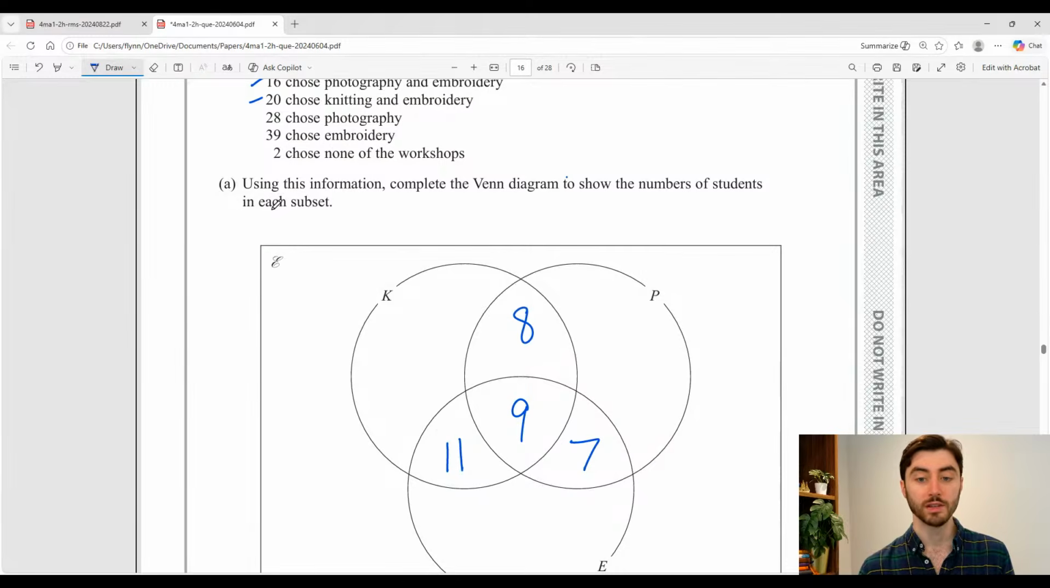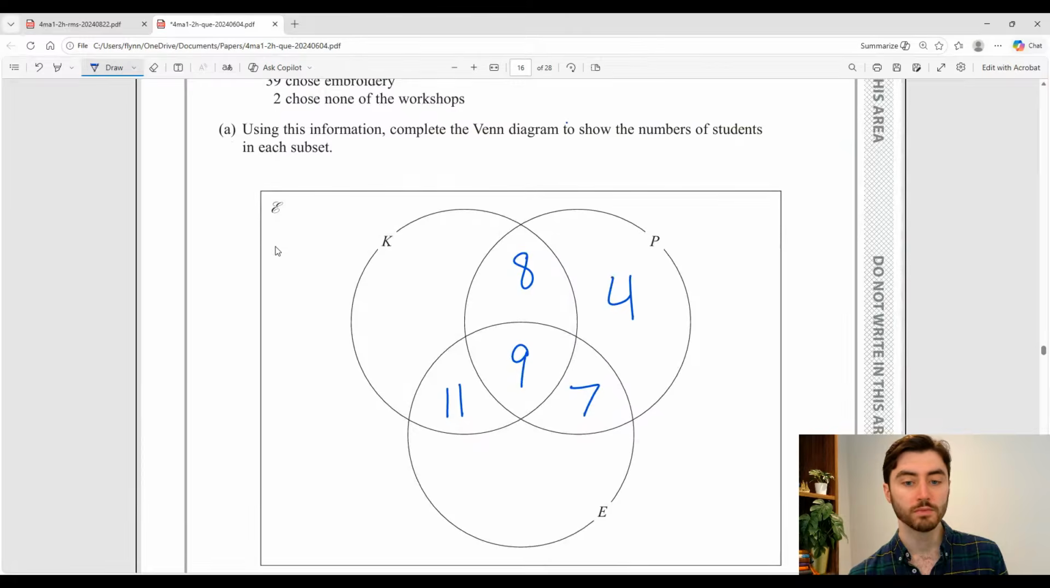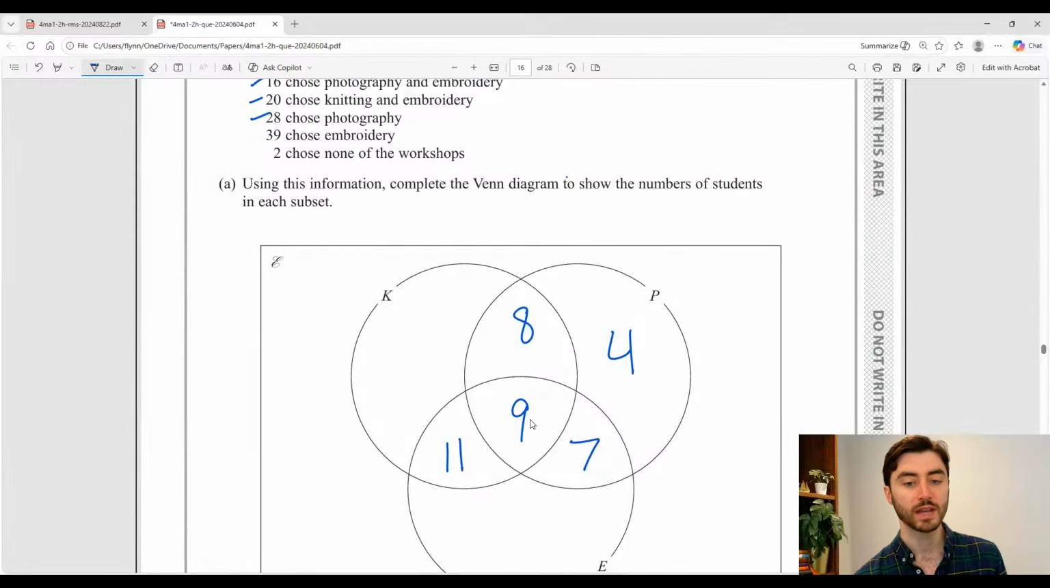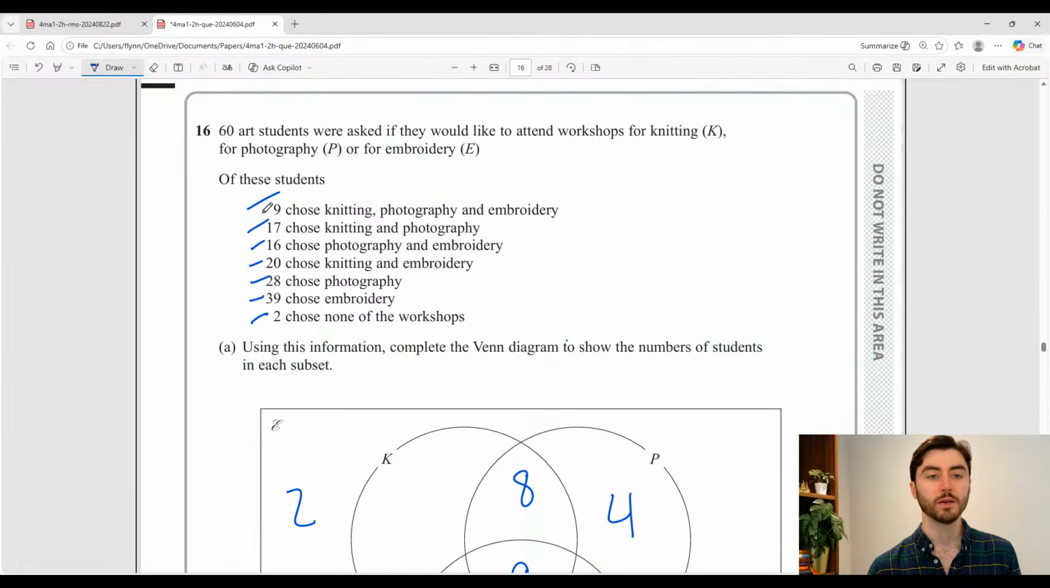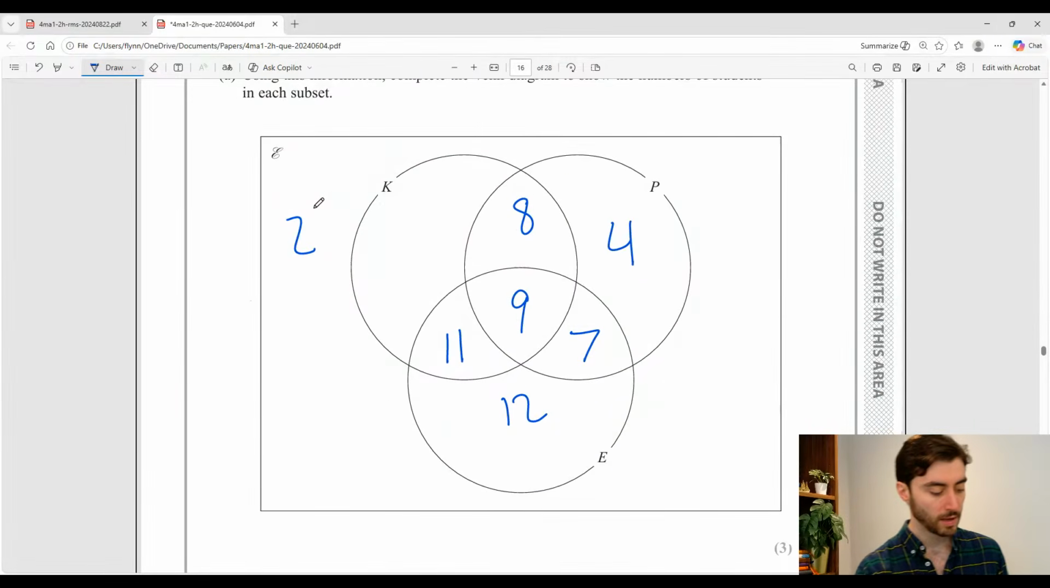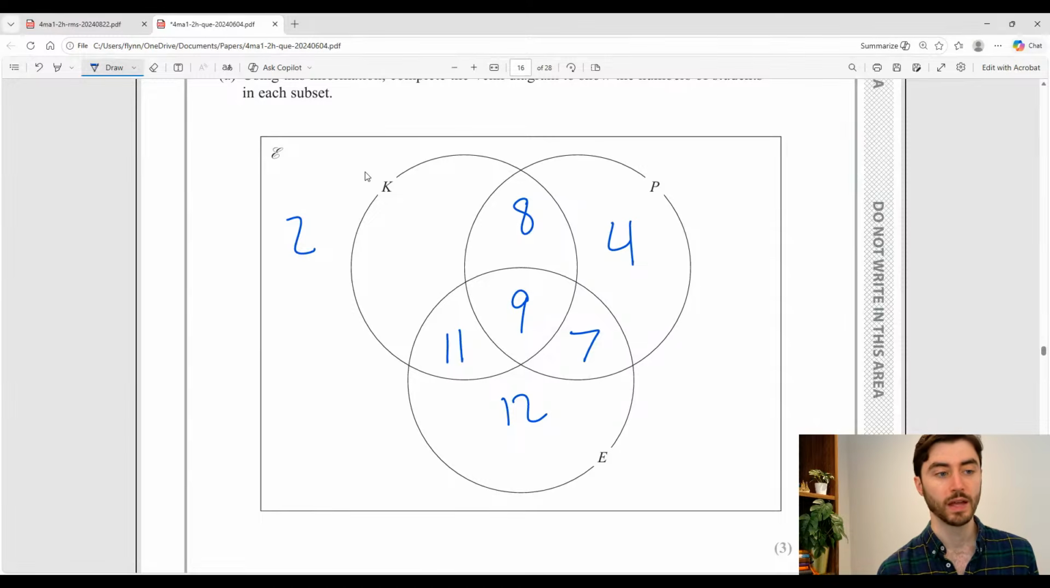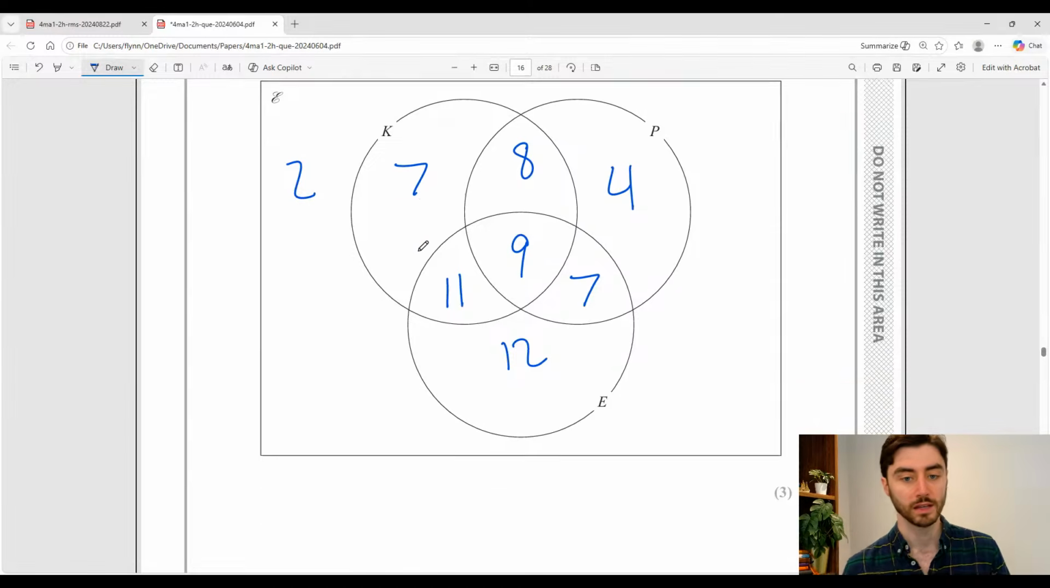28 chose photography in total. But you can see that 9 plus 8 plus 7 gives me 24. So there's 4 left to place in photography. 39 chose embroidery. And you can see that 27 have already been placed. So we have 12 left to put in embroidery. 2 chose none, so they're on the outside. And finally, there are 60 students in total. So if I add up all the numbers, I should get 60. But currently, if I add up all the numbers already placed, I get 53. So that leaves me with 7 left to put in K only.